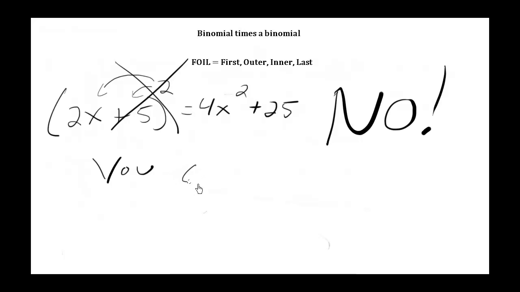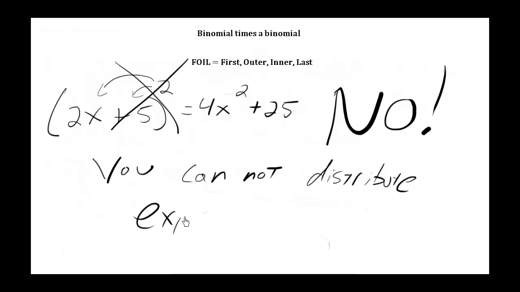So you cannot distribute exponents. Big, big mistake, so common it has its own name. This is called the freshman mistake. Do not make this one. You'll save yourselves a ton of points if you just don't distribute exponents.